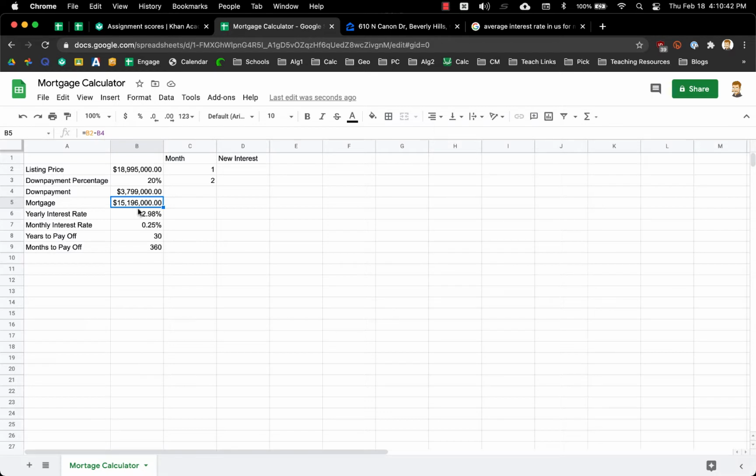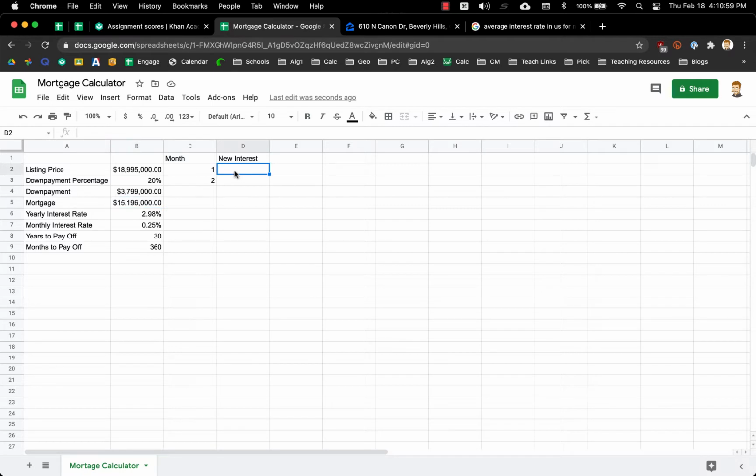I am now negative $15 million, and it's going to get even worse because interest is being added onto this for that institution that is holding on to my mortgage. So how do I calculate that, though? This bad thing that I don't like to think about. It is your monthly interest rate times your mortgage.